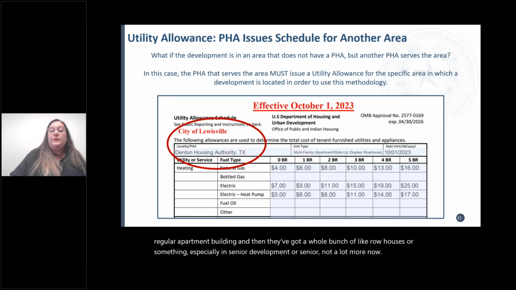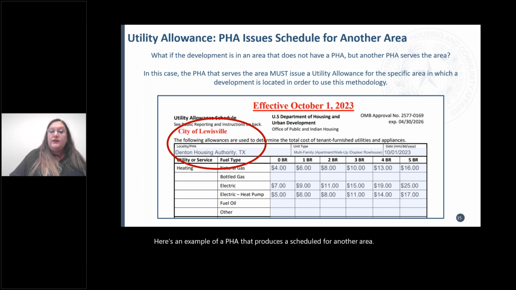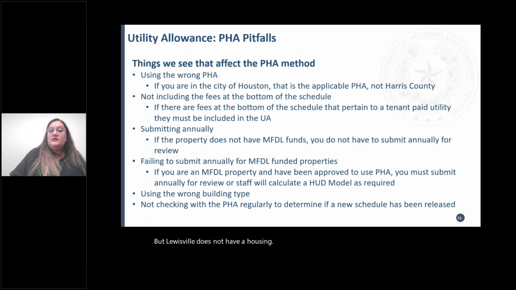Here's an example of a PHA that produces a schedule for another area. So Denton Housing Authority develops a schedule for the city of Louisville that they make available. So if you're in Louisville and you want to use the PHA schedule, you're going to use this one from the Denton Housing Authority because it is specific to your area. But Louisville does not have a housing authority that is applicable other than for this reason right here, for utility allowance purposes.